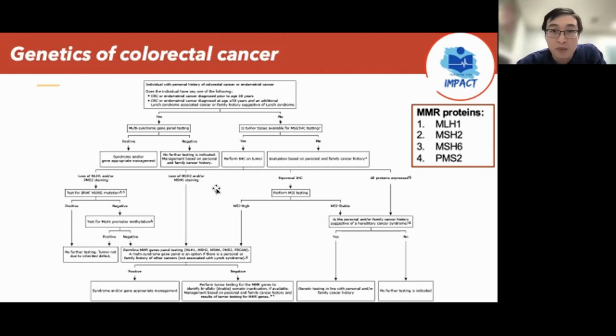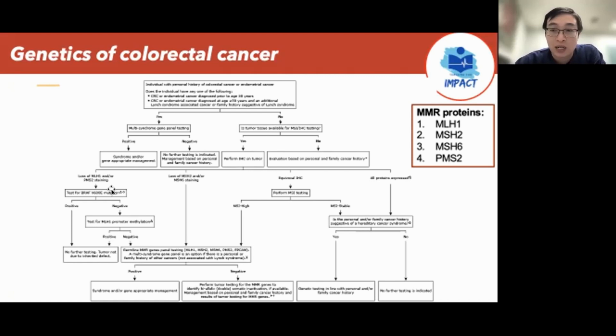The next thing that we test is germline MMR gene panel testing, and we test for mutations in the genes rather than the protein expression levels. And if the gene panel test is positive, then chances are the colorectal cancer is due to Lynch syndrome. Sometimes the immunohistochemistry can be a bit confusing. So sometimes they reveal absence of MLH1 and or PMS2 protein expression, which can sometimes be sporadic or sometimes be inherited.